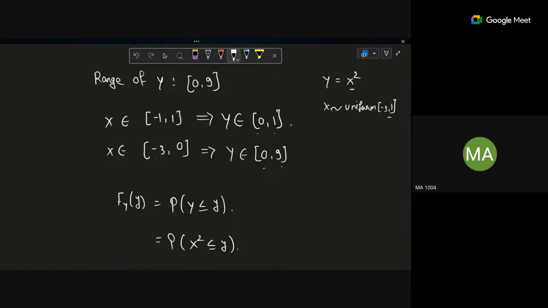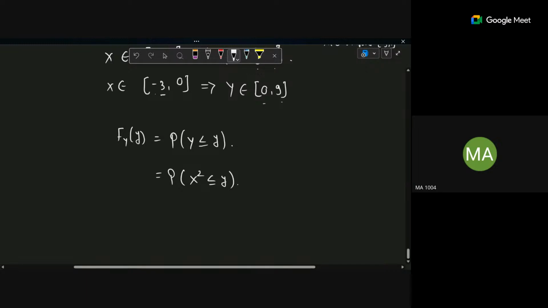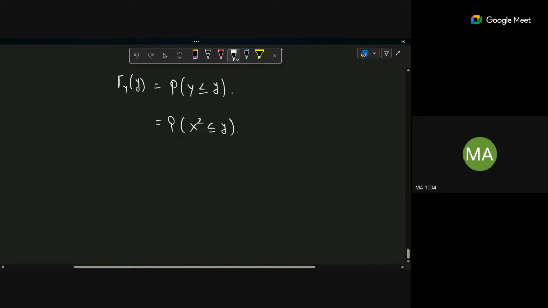Yes, ma'am. Whenever I start with minus 3, even if it is 0, it's 0 to 9. It's not symmetric in that case, so I will break it. Whenever x square is less or equal to y, that means probability x less or equal to square root y. Now I'm checking for minus 1 to 1. X is ranging between minus 1 to 1. So x square less or equal to y, how should I write it?